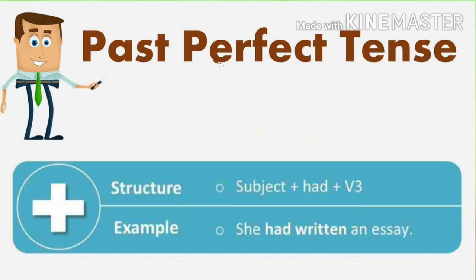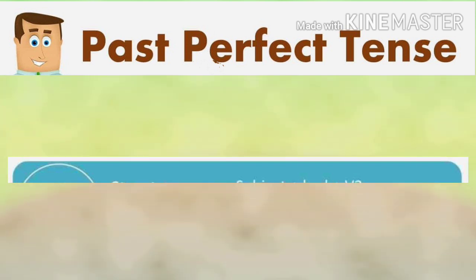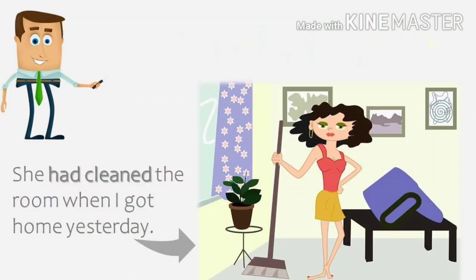For example, she had written an essay. This is the example for past perfect tense. Let's use these two tenses in a sentence. For example, she had cleaned the room when I got home yesterday.